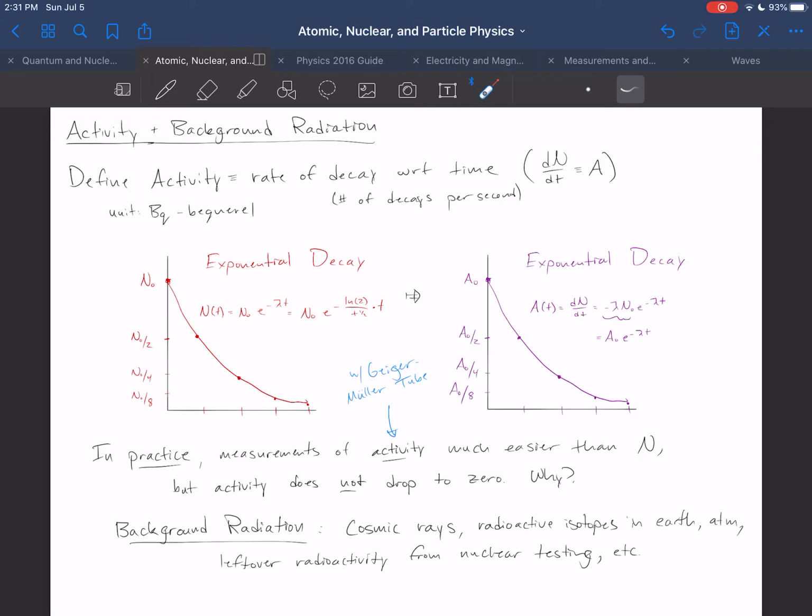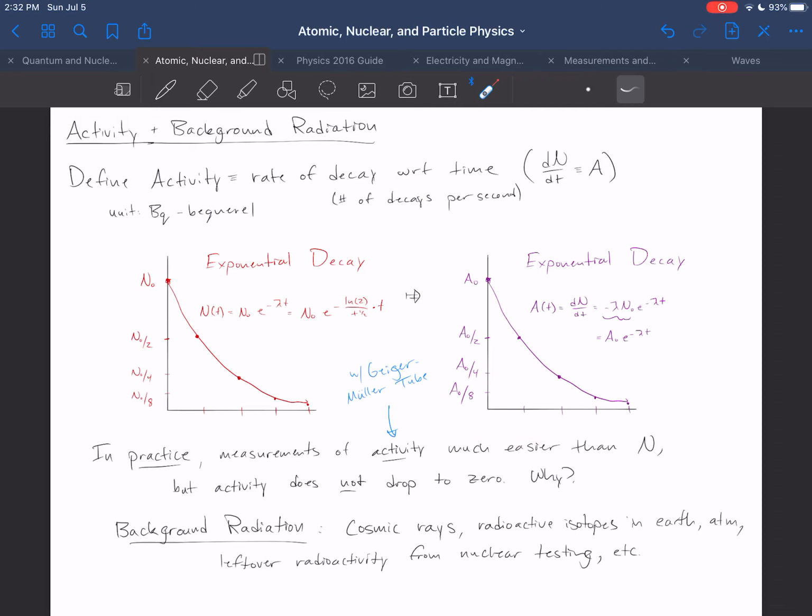You could graph it sort of upside down if you wanted to capture that minus sign, but usually what we do is simply define A0 to be λ times N0, and so the activity will also follow exponential decay. What this means is that you can measure the half-life from either the original exponential decay function for the number of nuclides, or from the activity itself.